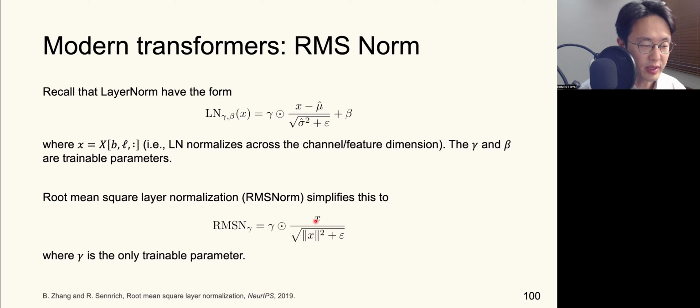So we have the input sequence x. We do not subtract out the mean. And instead of dividing by the standard deviation, we just divide by the norm of the vector x. For the trainable parameters, RMS norm retains the gamma trainable parameter, but the bias term is removed in RMS norm.